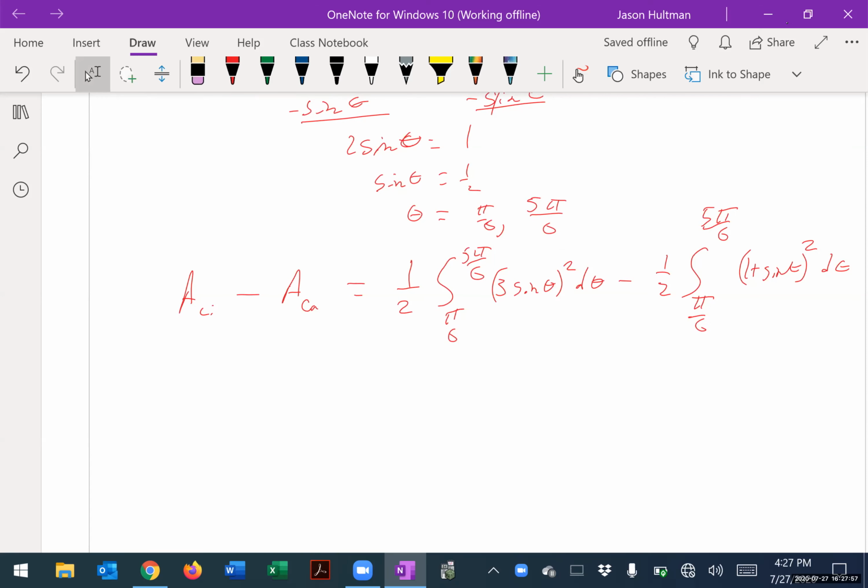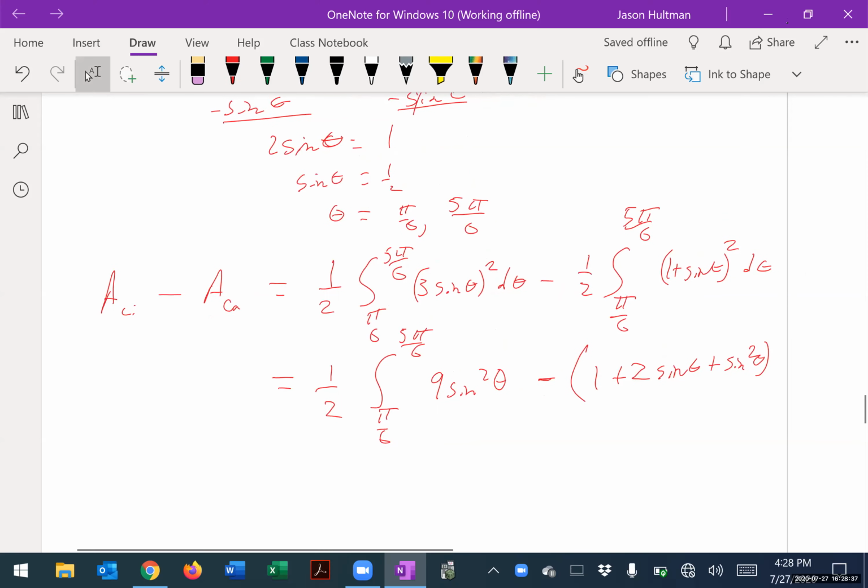Okay, so what I'm going to do is combine this all into one integral in a minute. So this is 1/2, pi over 6 to 5 pi over 6, 9 sine squared theta minus, okay, minus. Now I would have factored out the 1/2 and put it in front here, so I don't have to deal with that 1/2. And I'm going to square this out. This is minus 1 plus 2 sine theta plus sine squared theta, d theta.